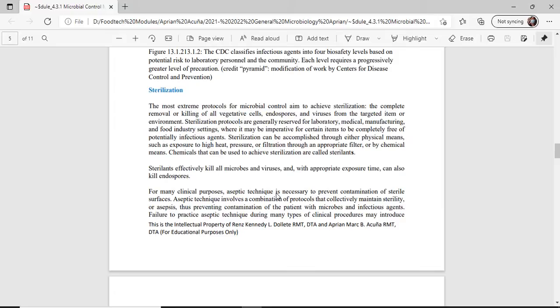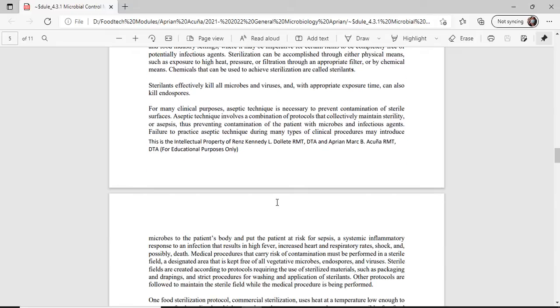Aseptic technique involves a combination of protocols that collectively maintain sterility or asepsis, thus preventing contamination of a patient with microbes and infectious agents. Failure to practice aseptic technique during many types of clinical procedures may introduce microbes to the patient's body and put the patient at risk for sepsis. Sepsis is an infection by microorganisms, a systemic inflammatory response to an infection that results in a high fever, increased heart and respiratory rates, shock, and possibly death.